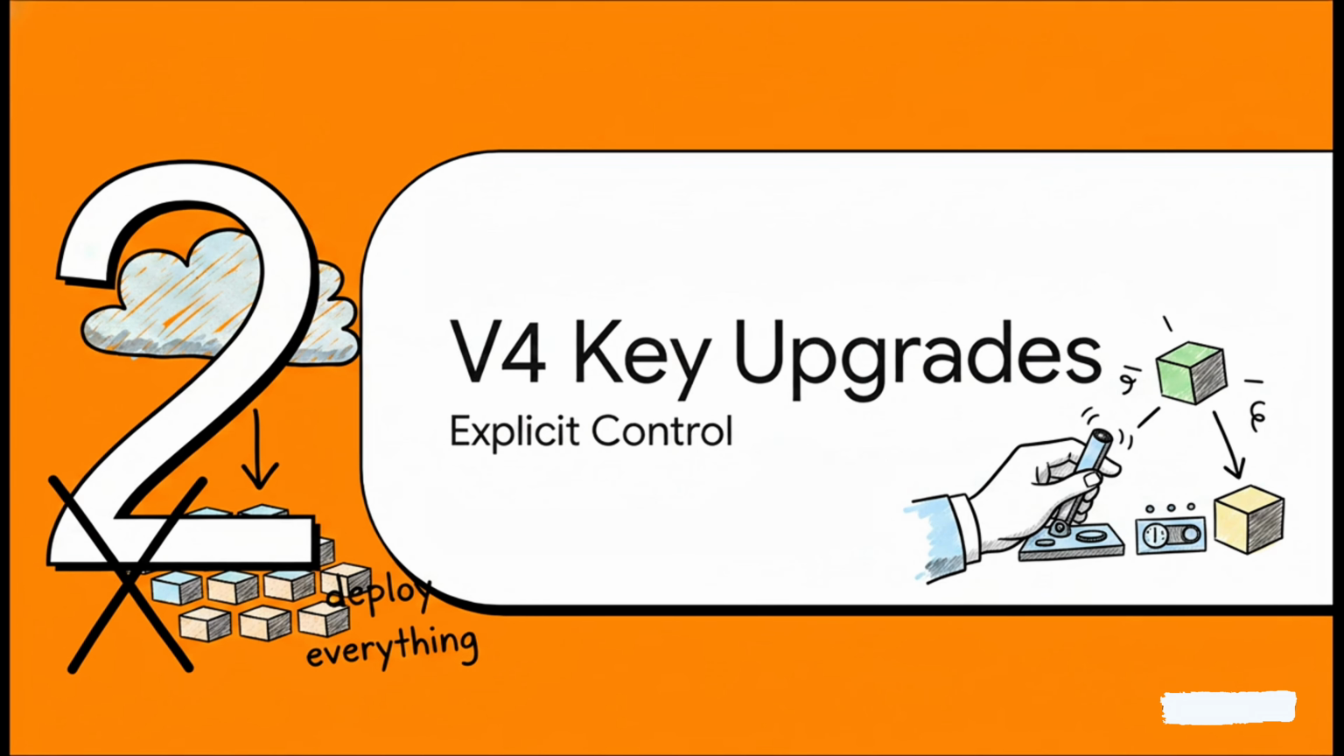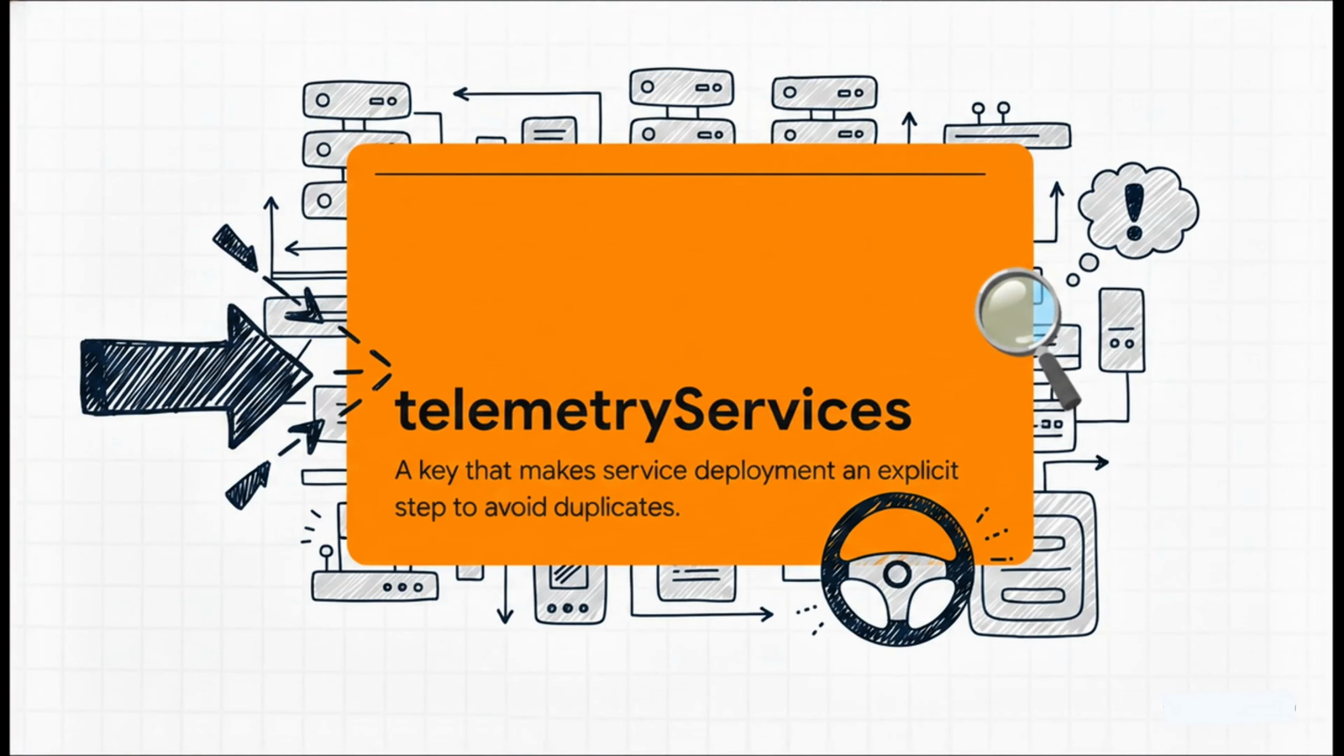Moving on to Section 2. Key upgrades in version 4 and the shift to explicit control. Now, what's really interesting about this upgrade is how it fundamentally shifts the chart's entire philosophy. It goes from let's deploy everything to a mindset of explicit control. And the absolute hero of this new philosophy is a brand new key in V4 called telemetryServices. This single key changes the game by making service deployment an explicit, intentional step.